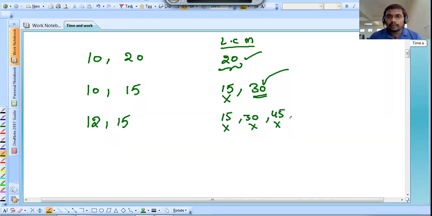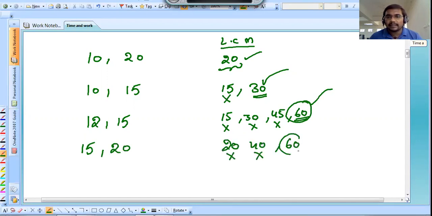45, not possible. 60, yes, it is possible. Then the answer is 60. For example, 15, 20 is given. 20, not possible. 40, not possible. 60, yes, it is possible. Then the LCM of these two numbers is 60.